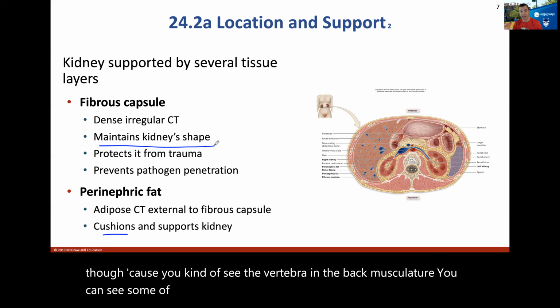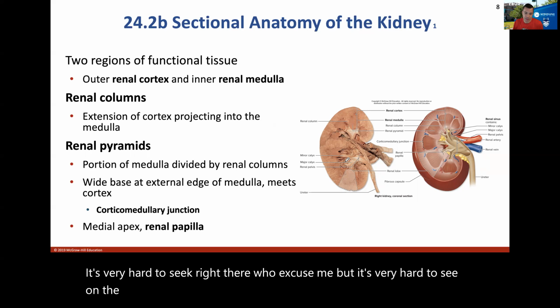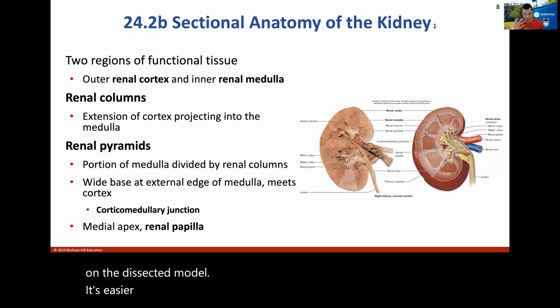When we take it out and start to look at it though, cut it in half, then we start to see where all the fun stuff here is. Okay, and this is where we really kind of start getting after it. We have a series of, and it's very hard to see on the dissected model. It's easier to look at if you have it right in front of your face.